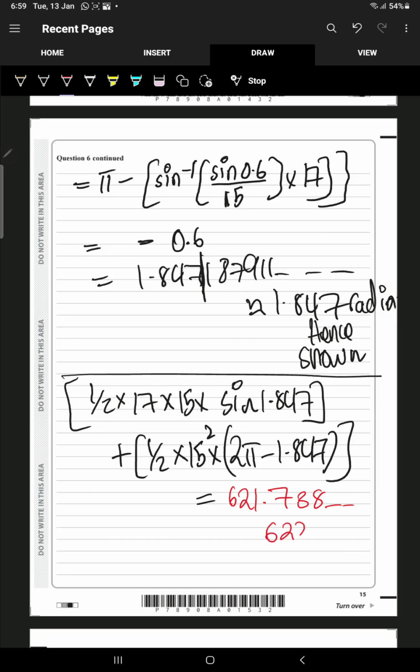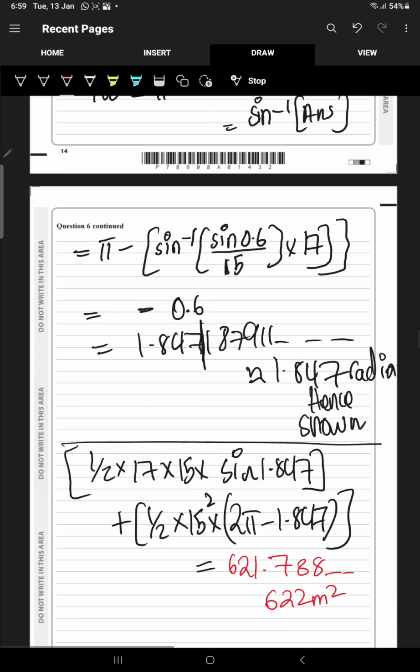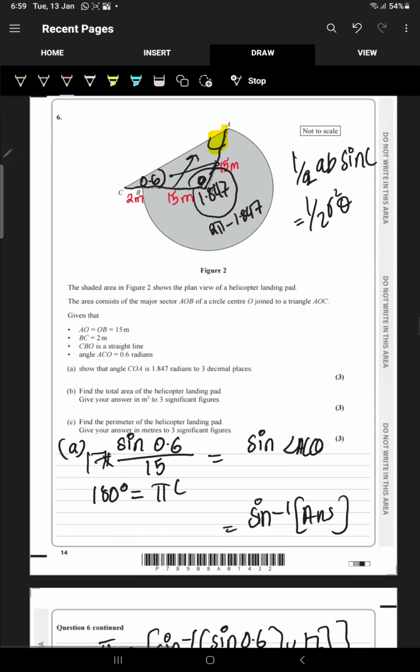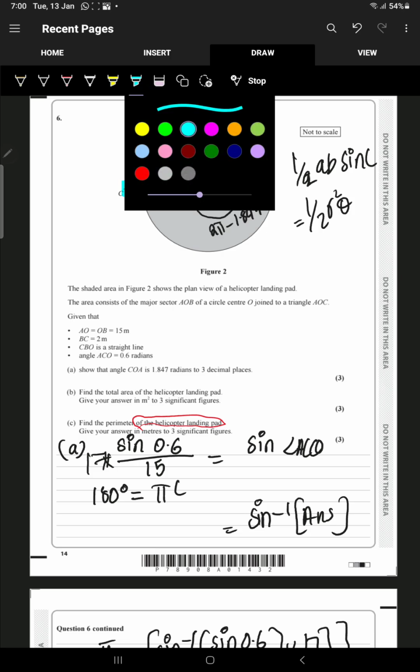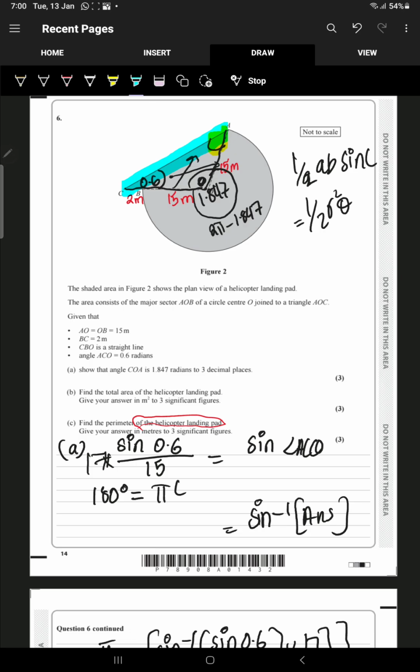Now it says find the perimeter of the helicopter landing pad. All right, so if we need to find the perimeter, we need this. Oh, sorry. Let me just minimize the size of it. Yeah. Okay, the thickness. All right. So we need this length, and this length. This length we already have.